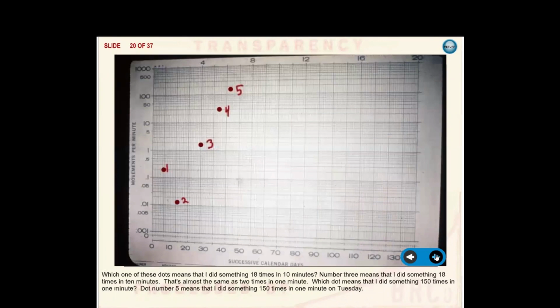Which one of these dots means that I did something 18 times in 10 minutes? Number 3 means that I did something 18 times in 10 minutes. That's almost the same as 2 times in 1 minute. Which dot means that I did something 150 times in 1 minute? Dot number 5 means that I did something 150 times in 1 minute on Tuesday.